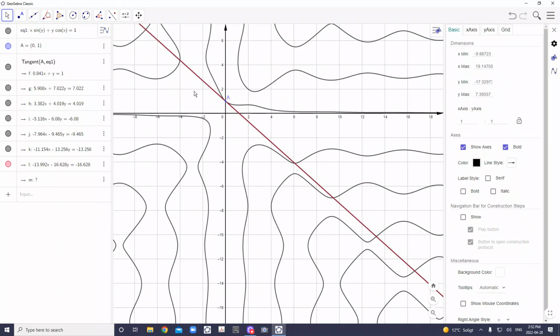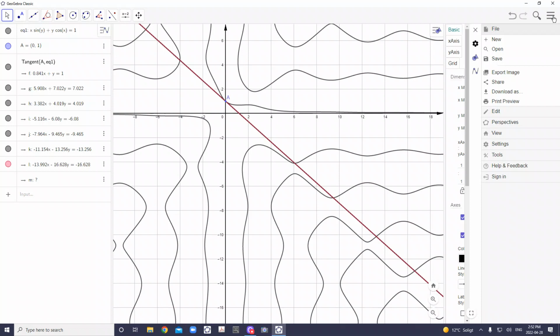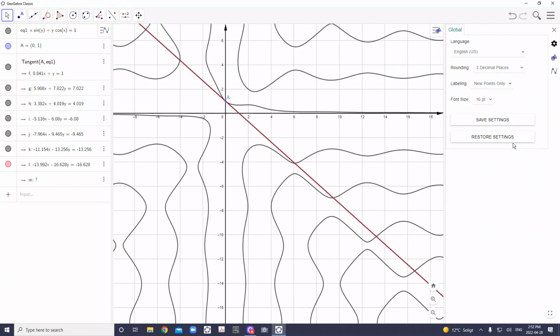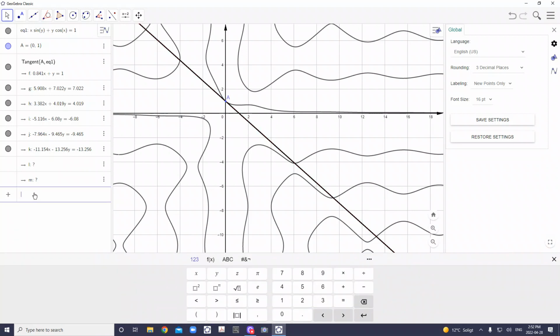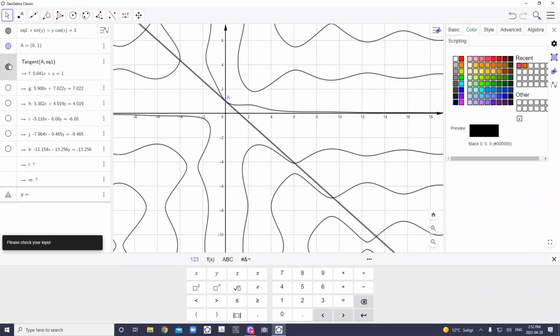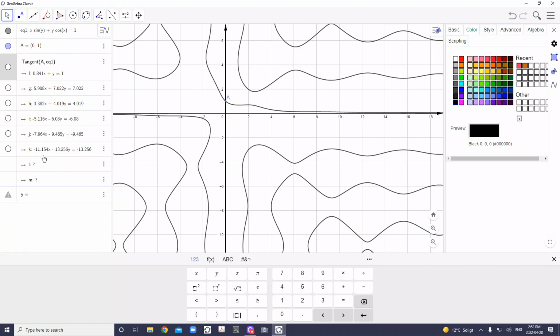How can I change to radian mode? Do you remember? Do you know by heart? Where is it? Settings. I hope this is already expressed in radians. Let me see my chances. Okay, y is equal to, so let me now clean these. I don't need them. I don't even know what they are. Okay, so that is my tangent.